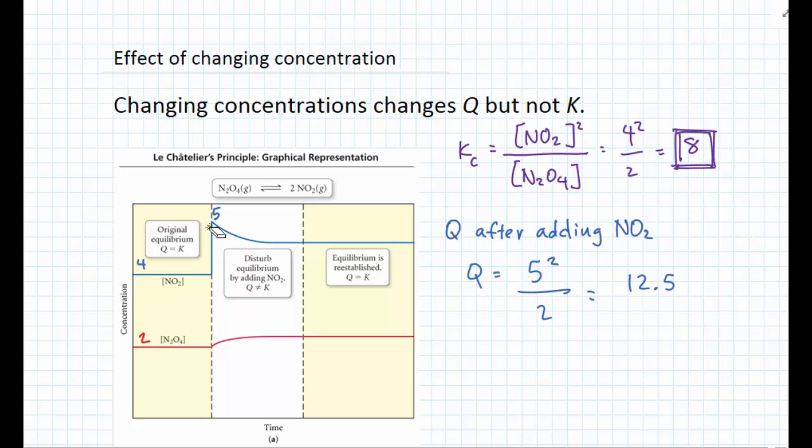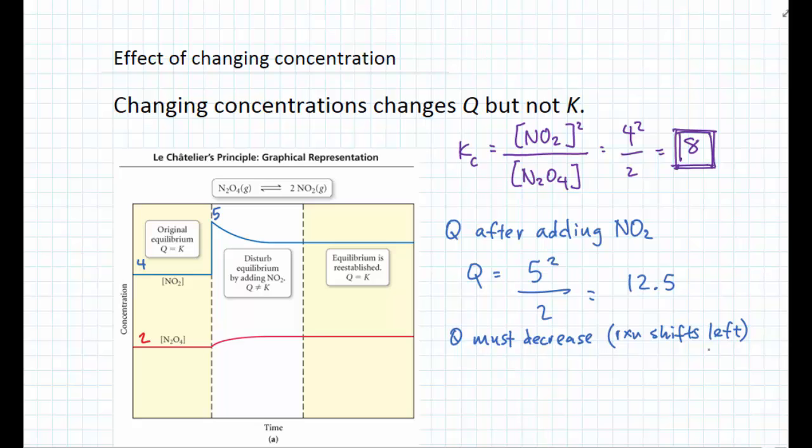Okay? So look at what happens. Over time, some of this product is consumed. A little bit more of this reactant is made. Okay? Let's write right in here that Q must decrease. Or in other words, the reaction will shift left, to produce more reactant.